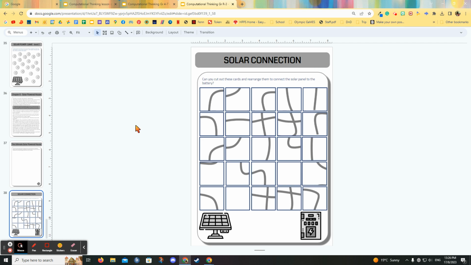And then the last one is just a little activity where learners have to connect the solar panels to the battery. They can cut out these cards, and what they have to do is work at arranging the cards so that all of the wires connect to each other and connect the solar panels to the battery. So it's just a little bit of a logical thinking puzzle. And that's the end of the activities.